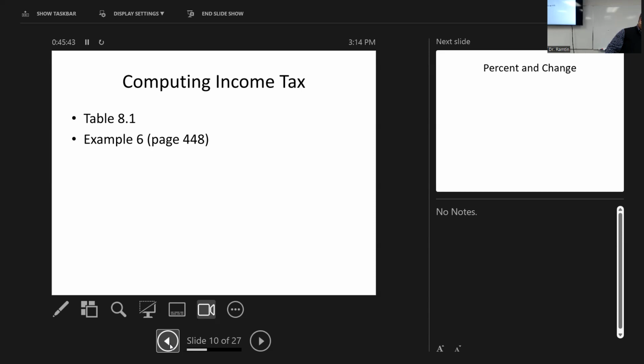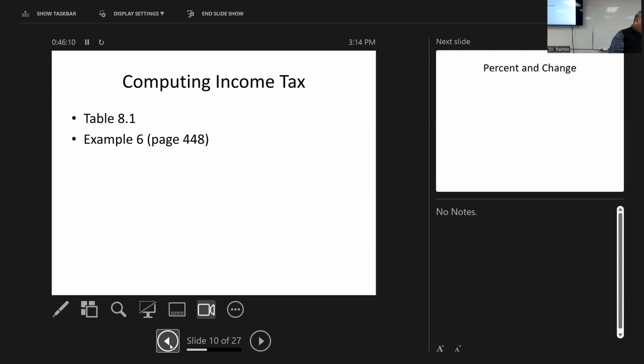Up to $8,025, the tax rate is 10%. From 8,000 to almost 32,000, the tax rate is 15%, and it goes up, and so on. It also gives you the standard deduction and exemption per person. Now, to understand that better, let's look at example 6.